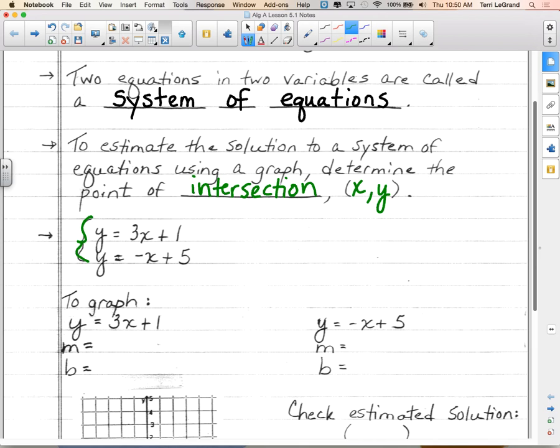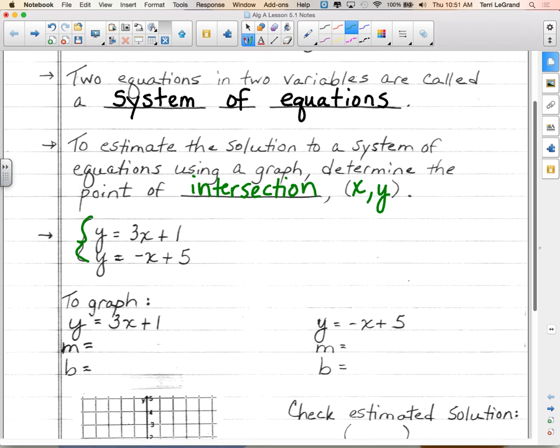So what should happen is when you press the graph key on your calculator, it should graph two lines. If it doesn't show two lines, then just press zoom 6 and it will give you a better graph. Everybody, I want you to see the graph. And remember, the solution is the point of intersection.